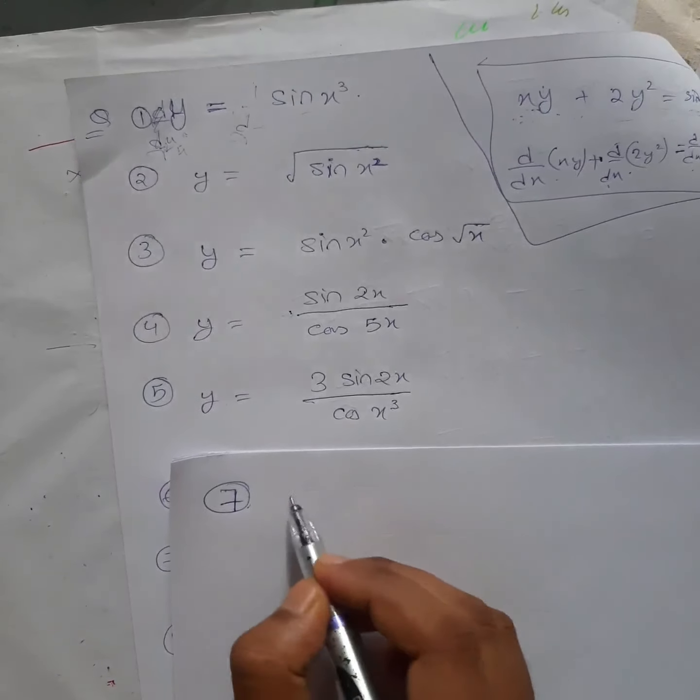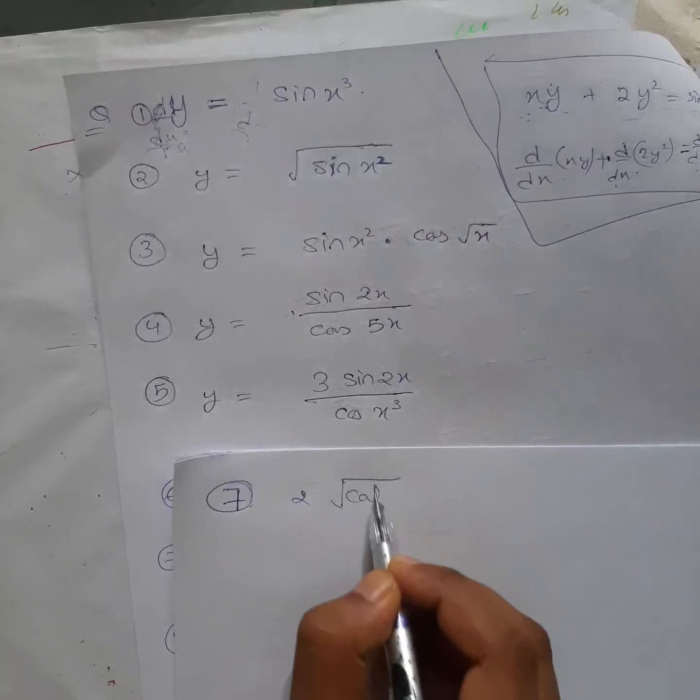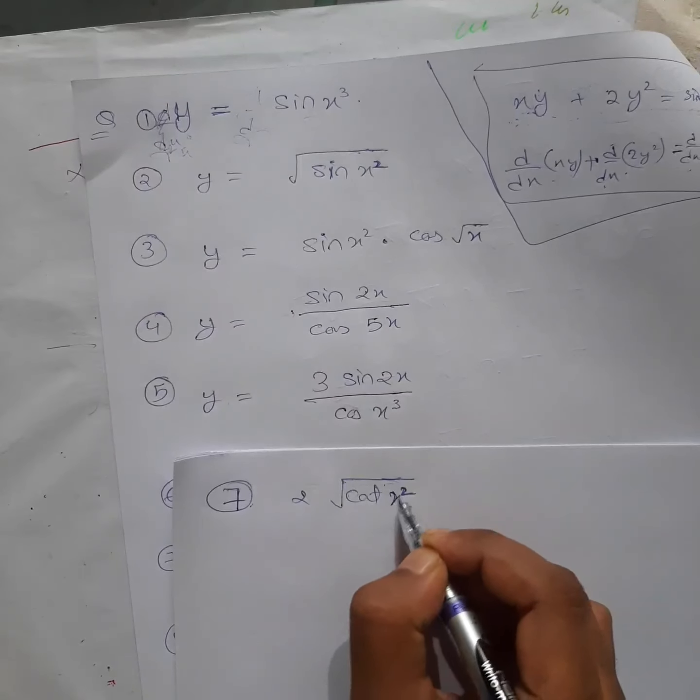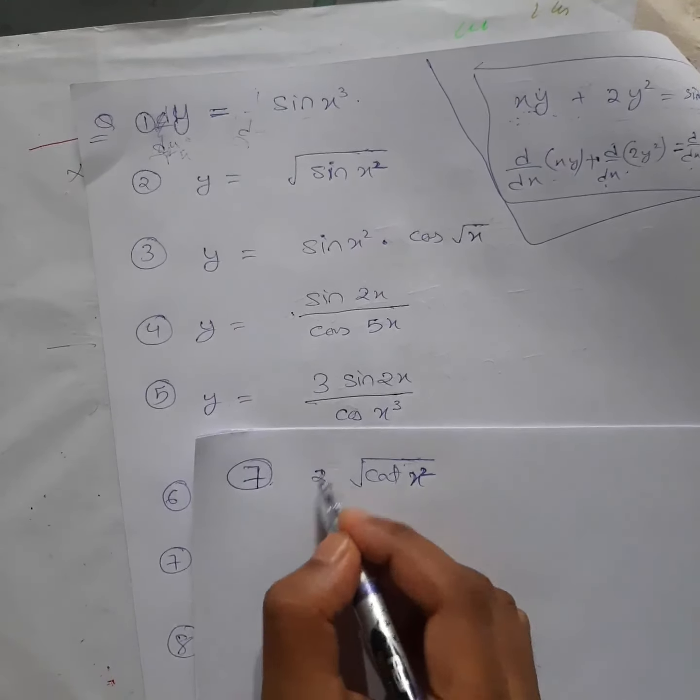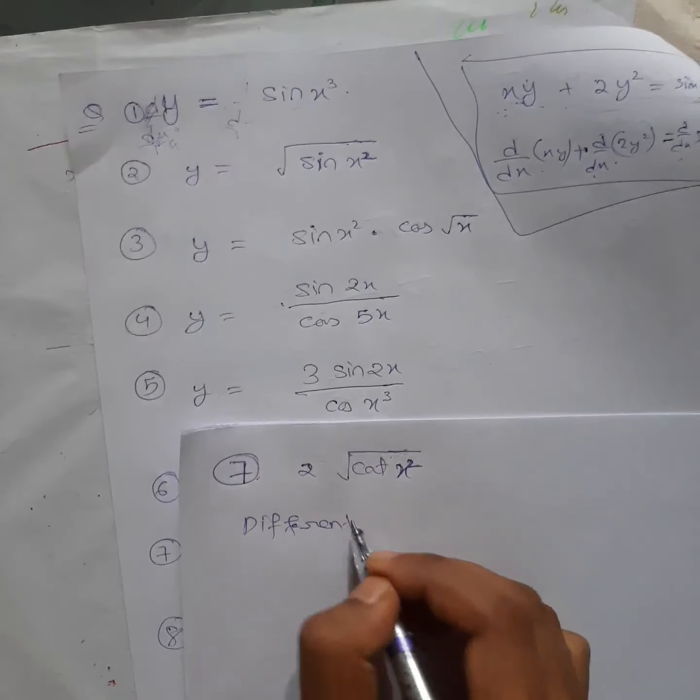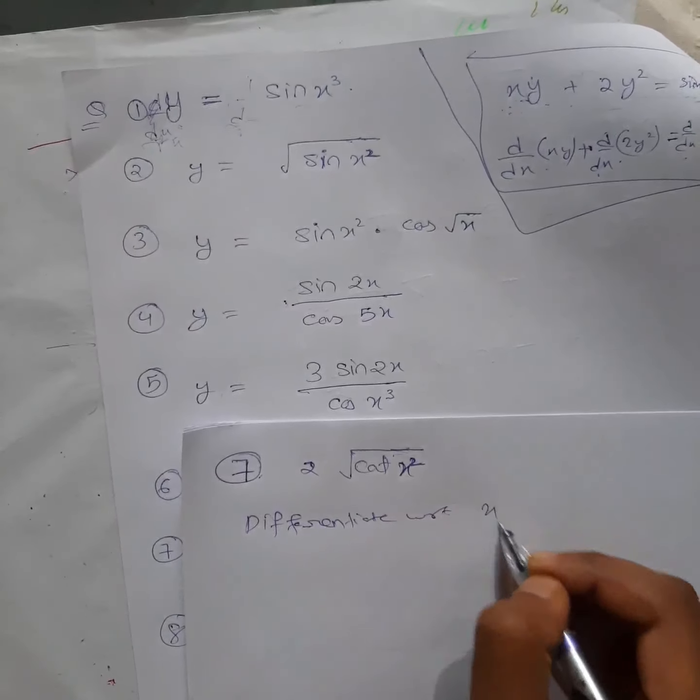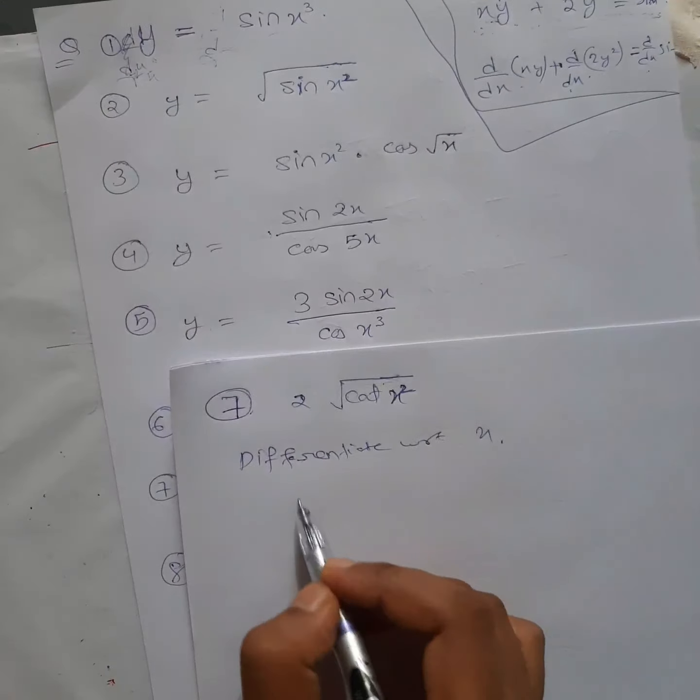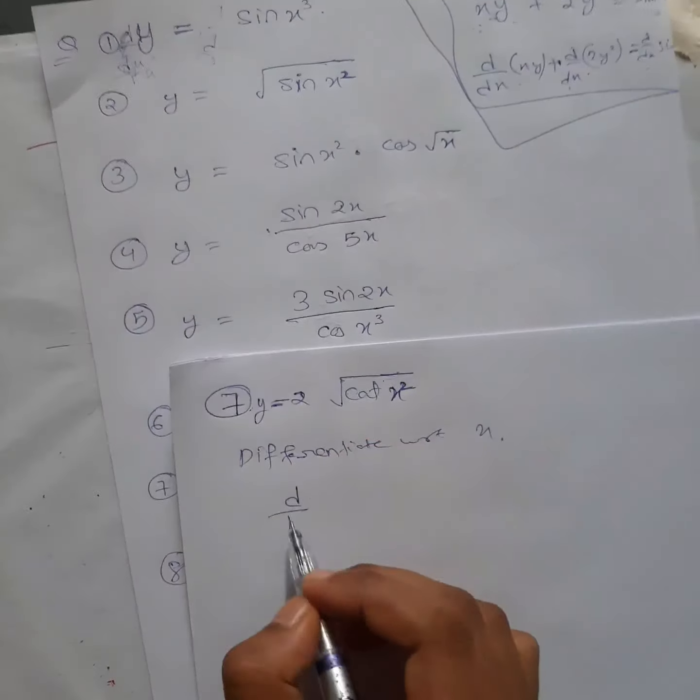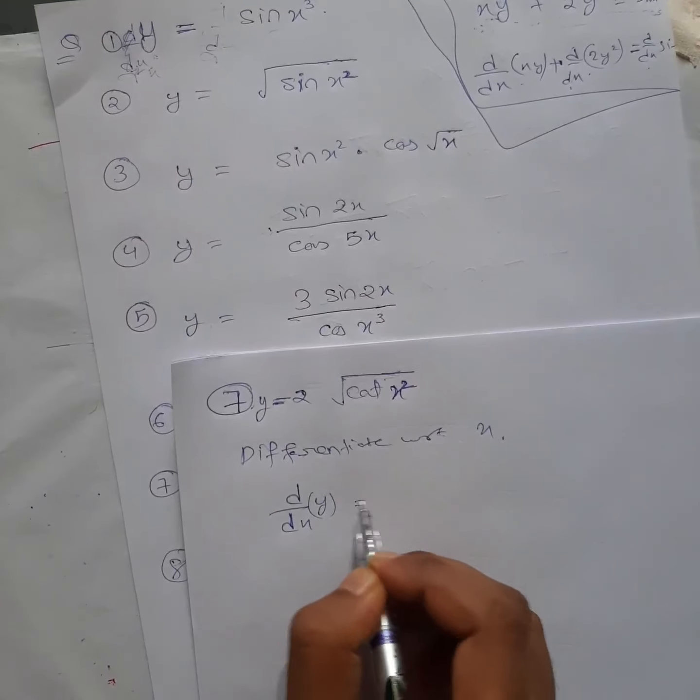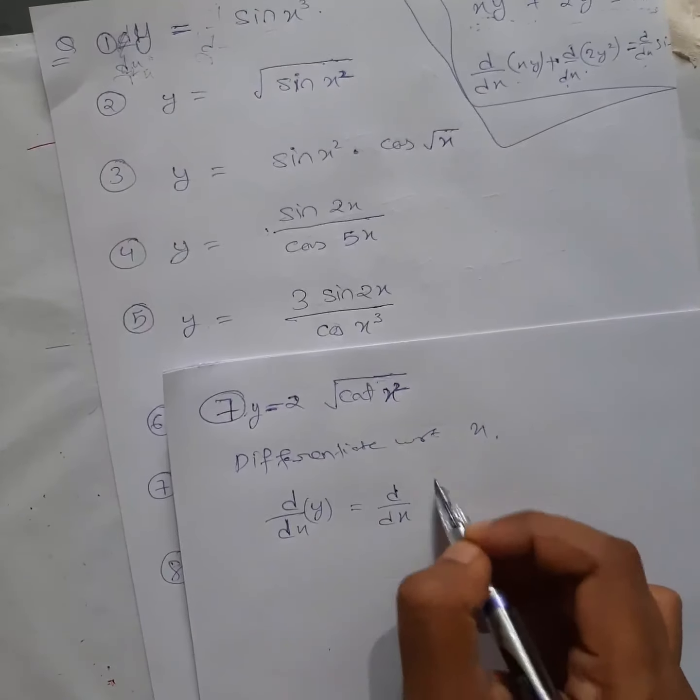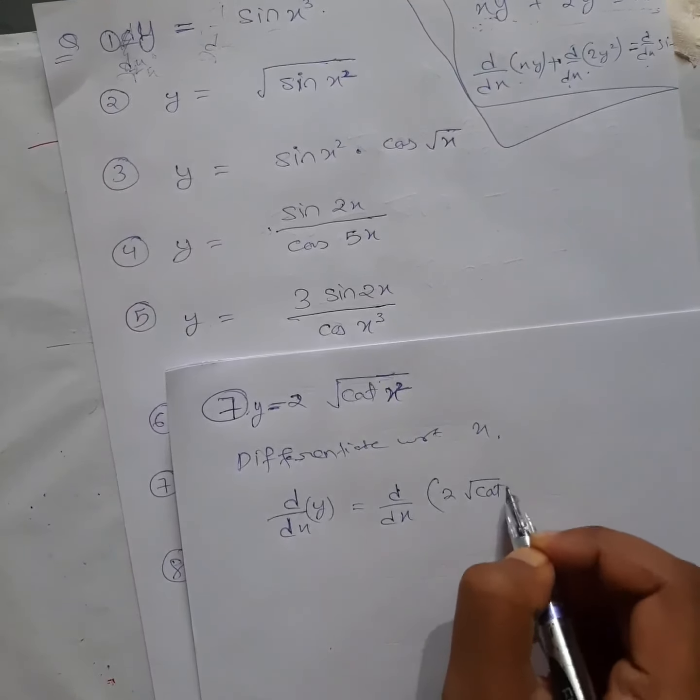Okay, so it was 2 root cot x squared. We have to differentiate this with respect to x, right? To differentiate this with respect to x, we write dy by dx. Suppose this is y, so y equals this, and we are going to differentiate this y. So d/dx of y is how much here? 2 root cot x squared.